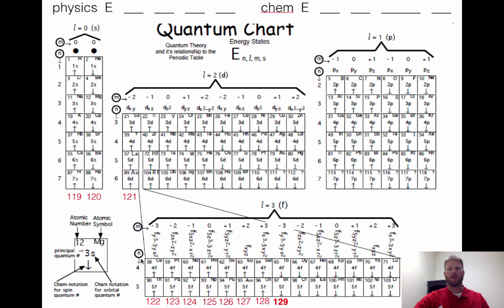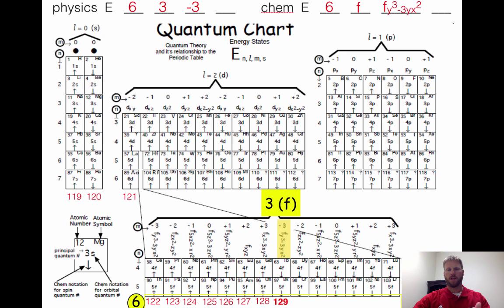So if we have an n value of 4 and 5, well, the next row would be an n value of 6. So physics notation and chemistry notation would both be 6. Our L, we are definitely in the F block. So our physics notation would be 3, and our chemistry notation would be F. Now we see what column we're in, so this corresponds to an m quantum number of -3 in the physics notation, and this crazy notation here, F y cubed minus 3yx squared, for the chemistry notation.